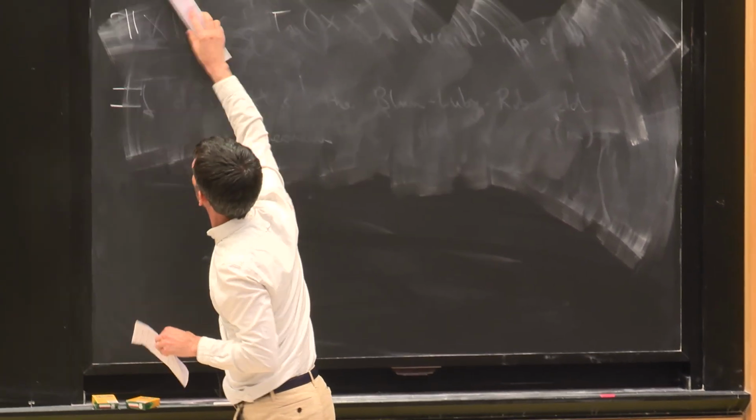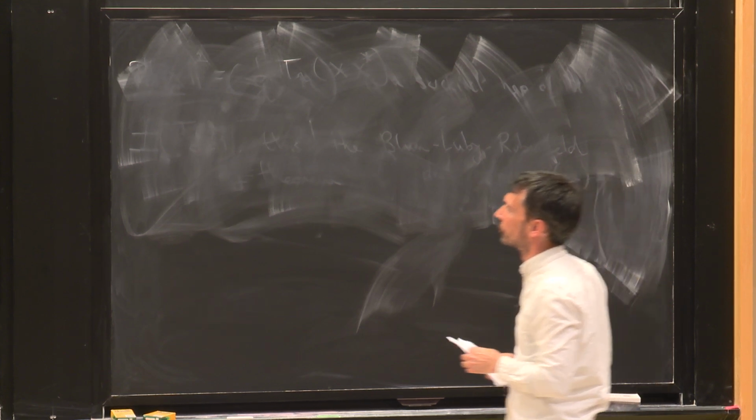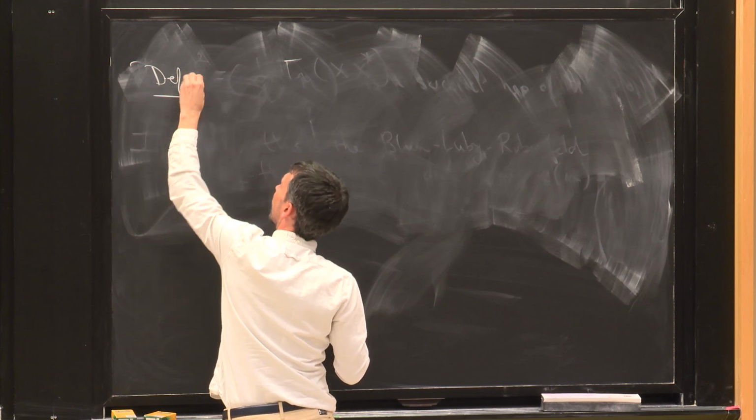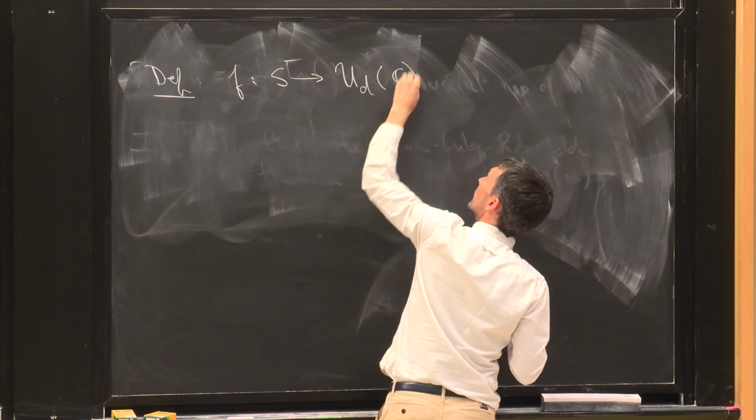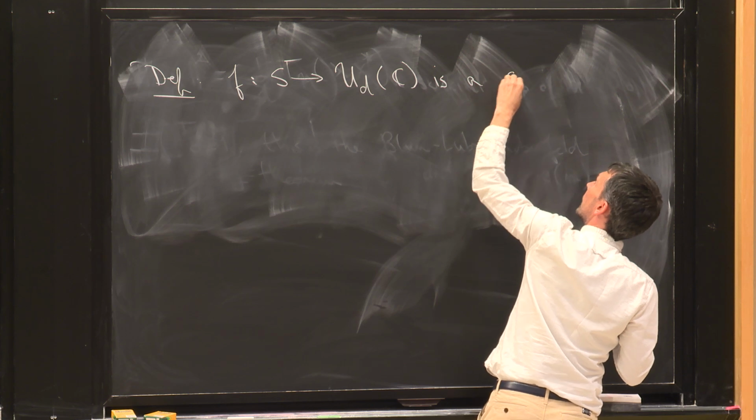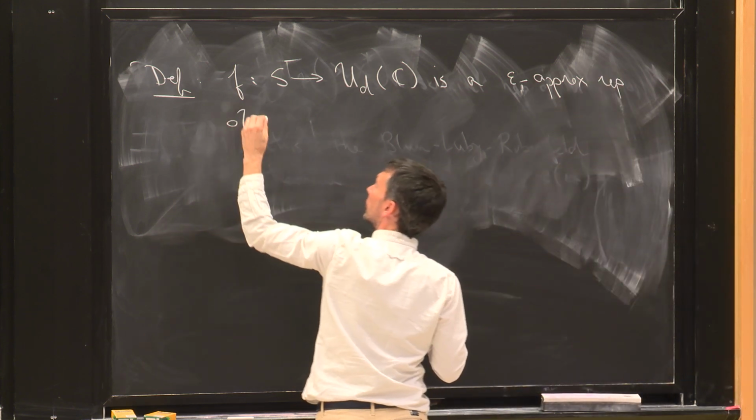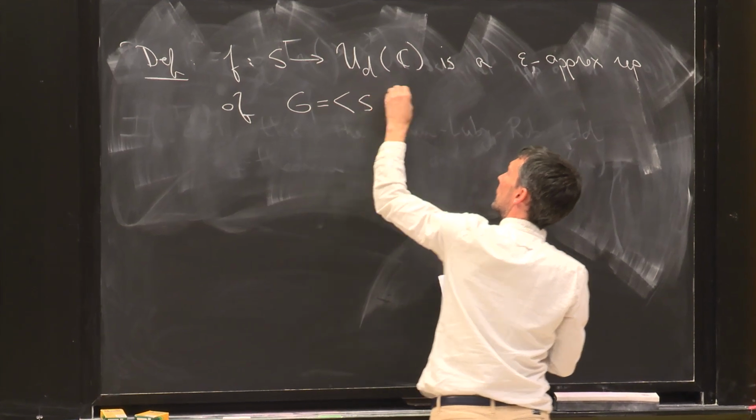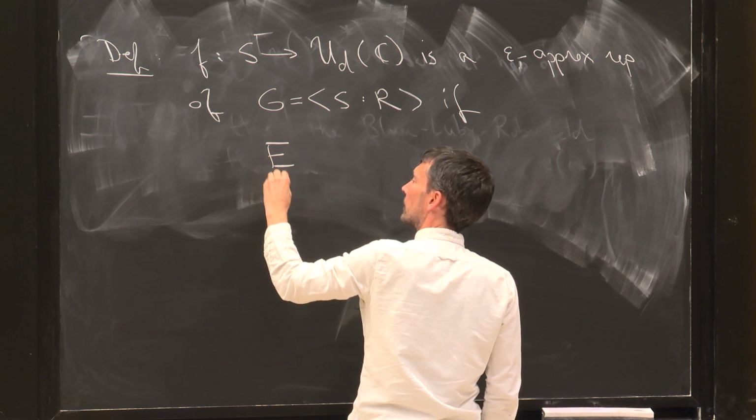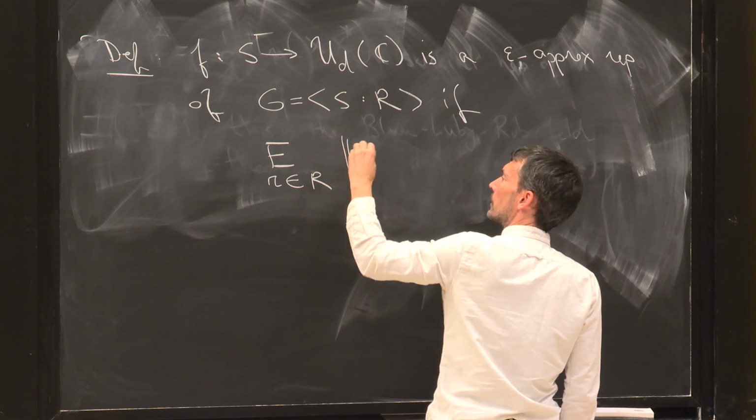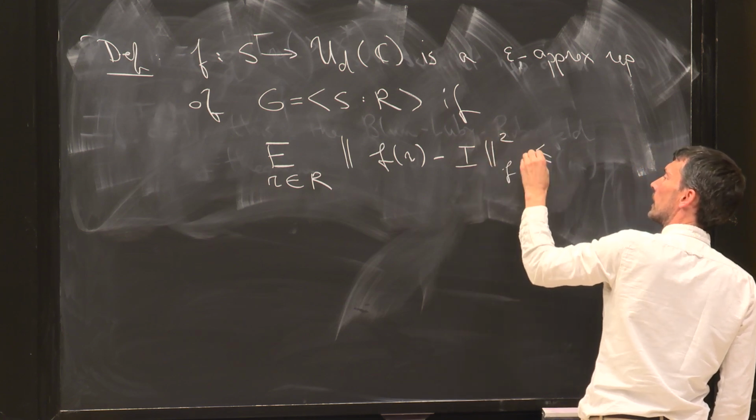Now I will define a notion of approximate representation of a group. Definition: a function f from S to unitaries in dimension D is an epsilon-approximate representation of a presentation, G equals ⟨S|R⟩, if it approximately satisfies the relations. So if I take a relation at random and evaluate the function on the relation, I get the identity up to less than epsilon.